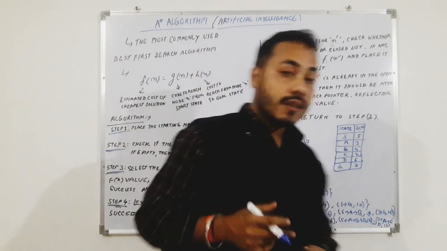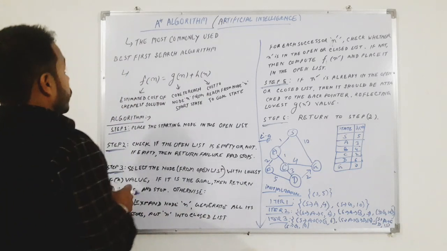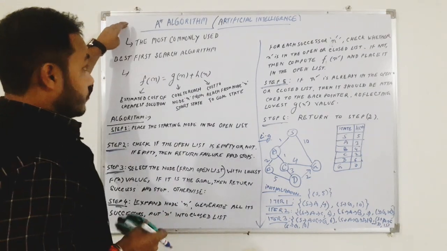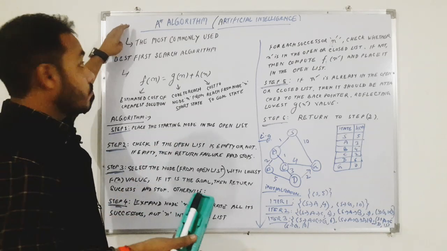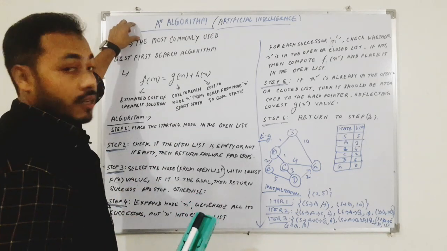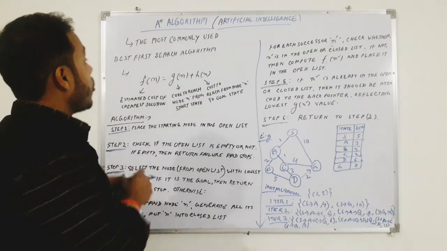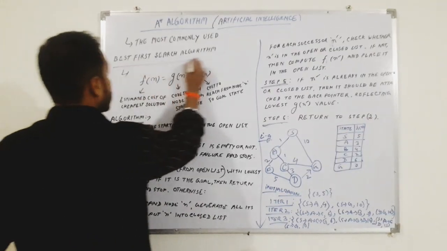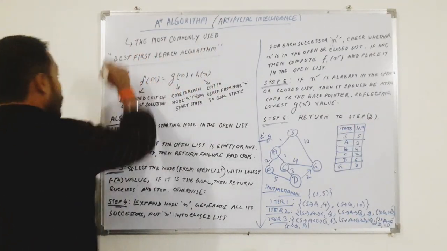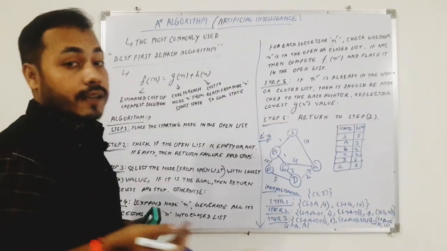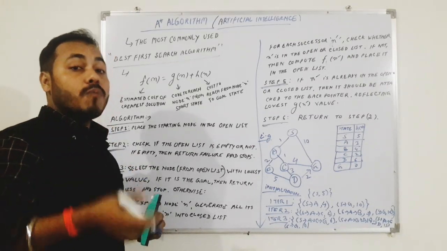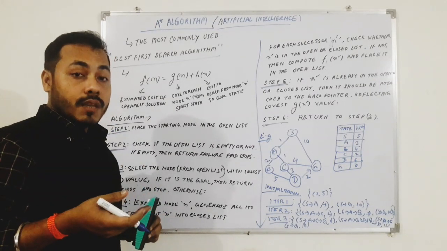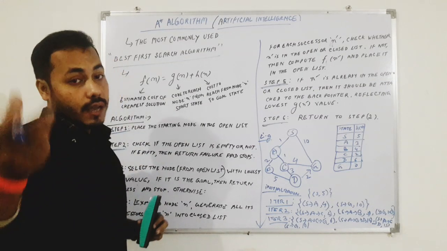So let's start today's class. A star algorithm. In the last lecture, I went through the best first search algorithm. A star algorithm is the most commonly used best first search algorithm. Many times it is asked in the exam that A star algorithm is a modification or improved version of what algorithm? That is the best first search algorithm.